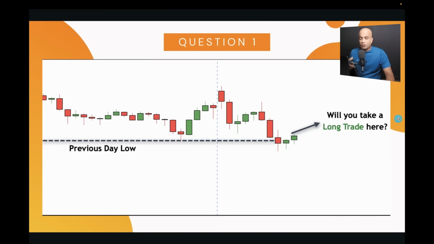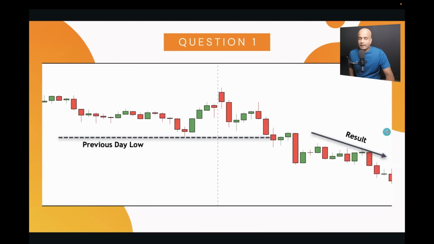Okay. So some of you might have thought that you would have taken a long trade here. Some of you thought that you would probably have avoided a long trade here. But this is the result. Can you see what happened? If you had taken a long trade here, what would have been the result? It would have been a loss, right?